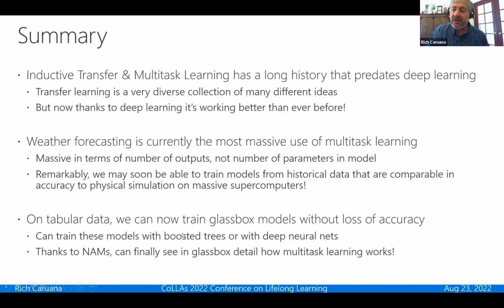And on tabular data, you really can train these glass box models that are just as accurate as black box models. So if you're working with tabular data, you should not be using deep neural nets or gradient boosted trees anymore. You really should be using NAMs, neural additive models, instead. And by the way, we don't know how to do multitask learning with the boosted trees, with the EBMs, but we do know how to do this glass box learning with the NAMs, the neural additive models.